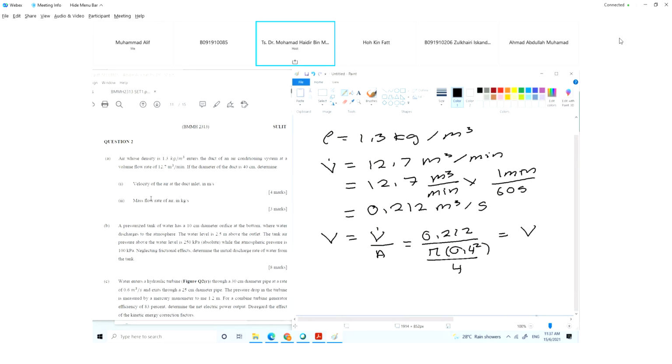Okay, second question, the mass flow rate of the air in kilogram per second. You know that m dot is equal to V dot times density. The density is 1.3, and the flow rate is 0.212. Here you get m dot in kilogram per second.